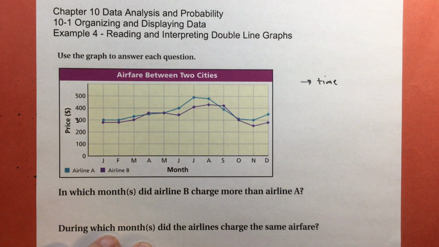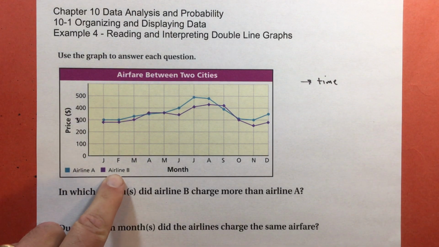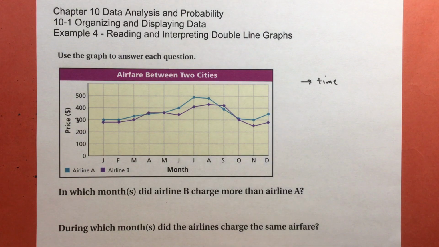Now, I have two things I'm going to look at. Really, to be honest, you could draw it as two separate line graphs, but by putting them together, it allows us to compare. Just like the double bar graph allowed me to compare football season to basketball season, the double line graph allows me to compare this airline with that airline.